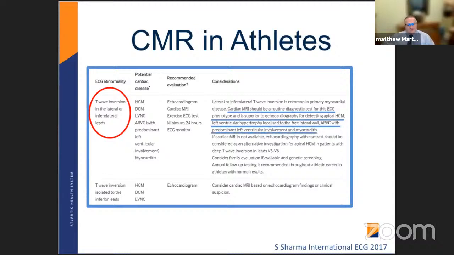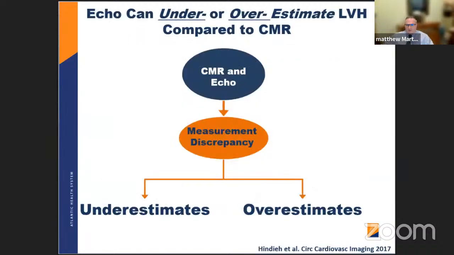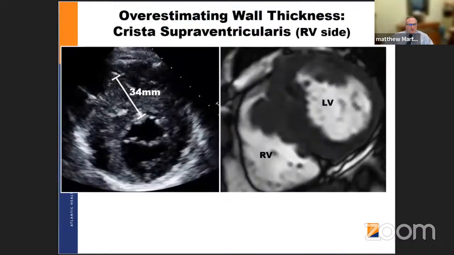It should be the best way we evaluate apical HCM, the degree of hypertrophy, and even looking for other things like ARVC as a potential culprit in this group. So a low threshold for cardiac MRI in that ECG setting. Echo can also overestimate. There are some challenges when they're looking at echo and you're measuring, depending on the individual.